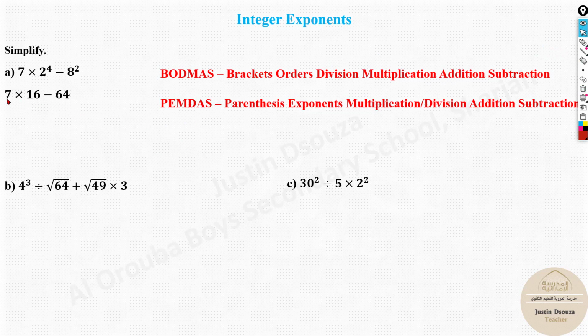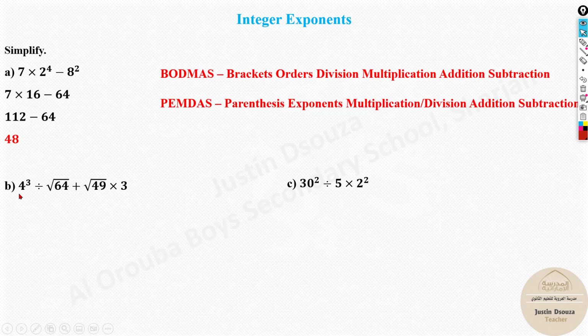Now over here, 7 times 16 will be done first. That would be 112 minus 64, and the answer would be 48. That's it. Let's look into the next problem. You can pause the video now, try it by yourself, and then continue.